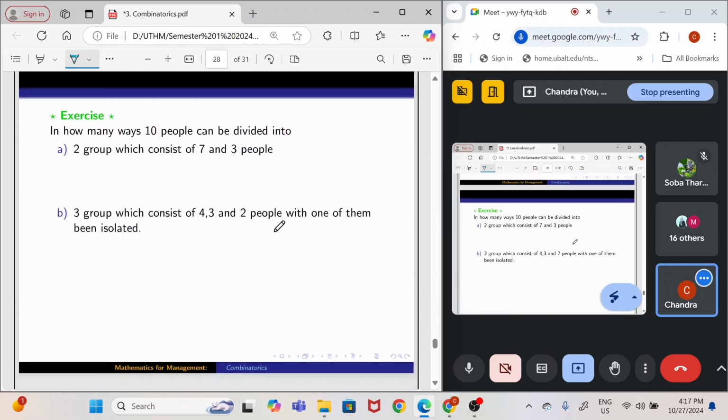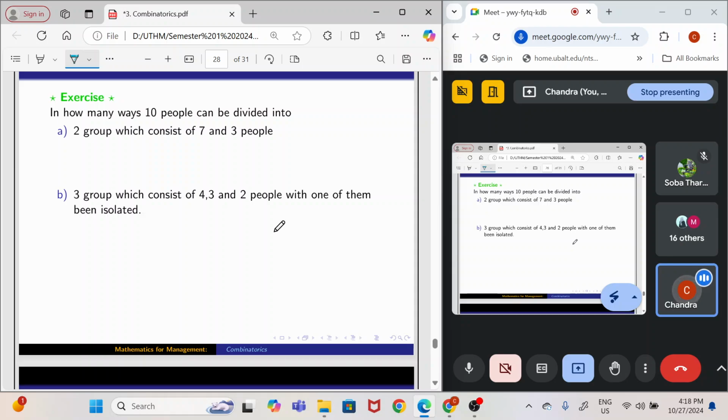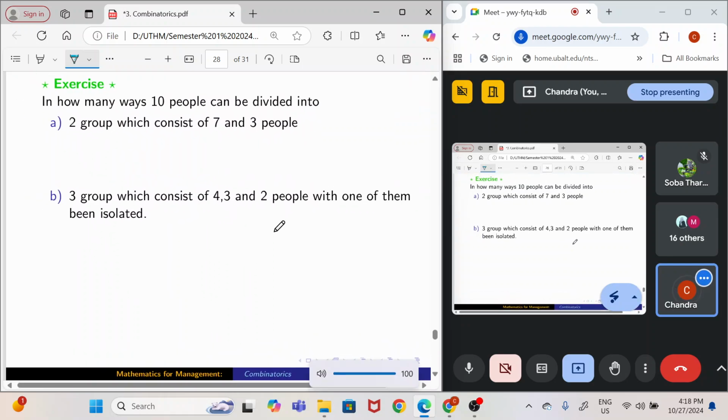Okay. In how many ways can 10 people be divided into 2 groups, which are 7 and 3. So basically for you to divide into 2 groups, out of 10 people here, you choose 7 first. Left is how much? Okay, you choose 7 as a group. Left is 3, isn't it?